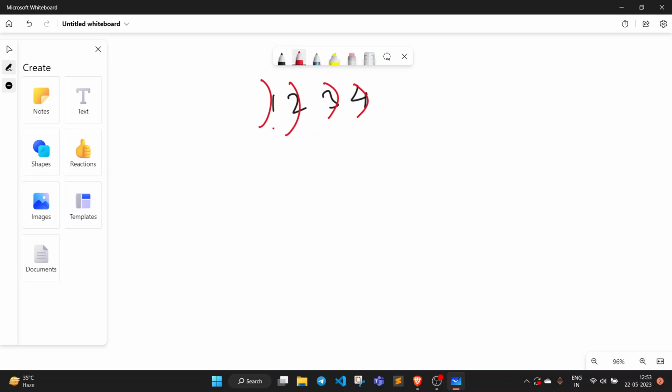In total, how many partition points can there be? You can either take it or not take it. You can either take it or not take it. You can either take it or not take it. You can either take it or not take it. That is 2 into 2 into 2 into 2, that is 16 partition endpoints. That's what we have.